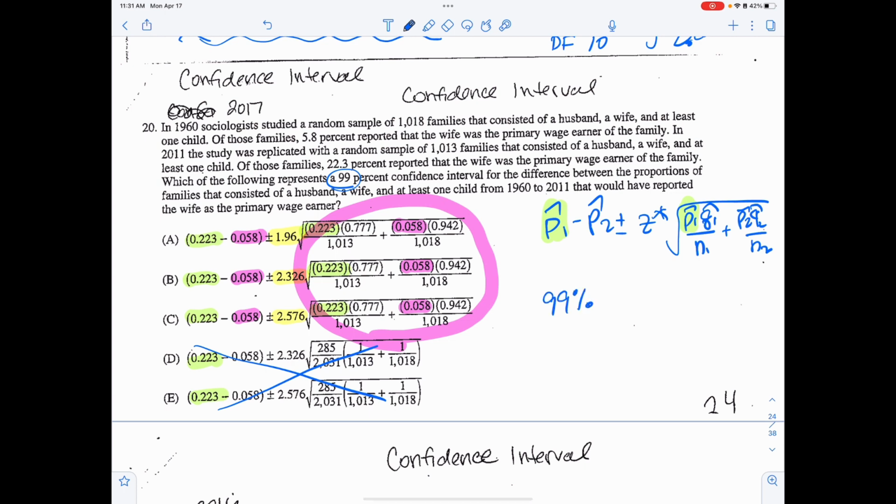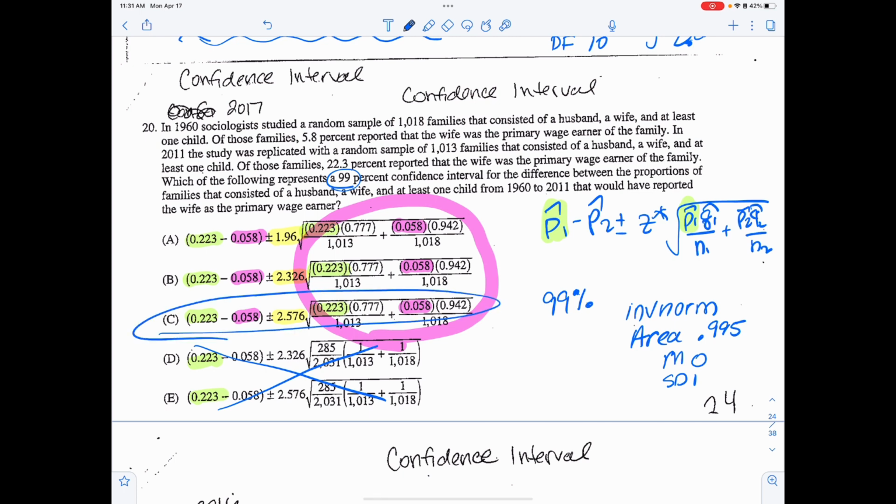Well, 99% confidence interval, if you don't have it by memory, you can use inverse norm. And your area is going to be, of course, that 99% plus the tail. And, of course, the mean is 0 and the standard deviation is 1. And if you go ahead and do that, you actually do get the 2.576. So on this one, honestly, the only thing that you really needed to know is the z star.